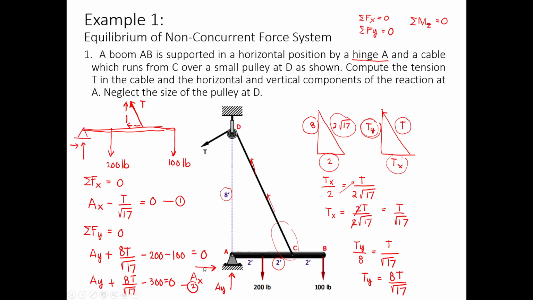So two unknowns still in the second equation. So next we're going to use the third equation, which is the summation of moments equals 0. So summation of moments at A, right?